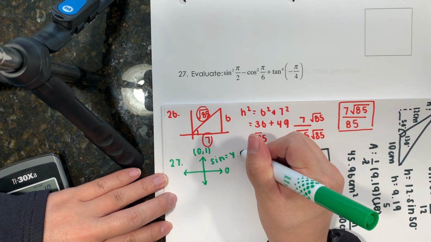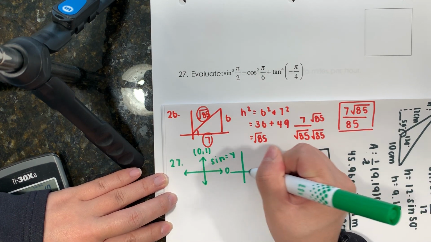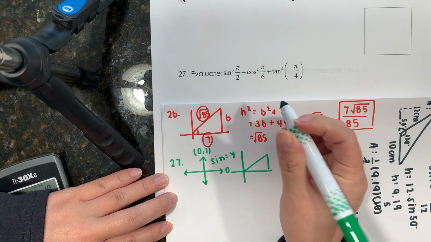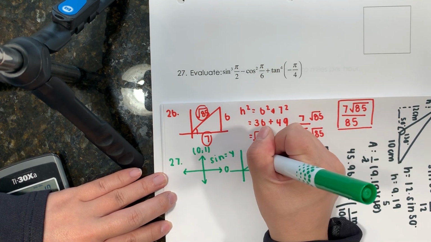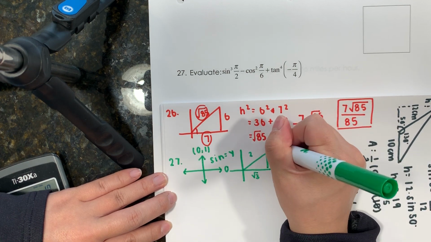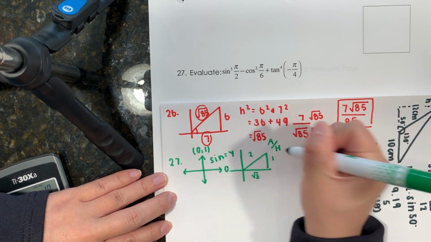Then for pi over 6, well, I know that's going to be in quadrant 1 because it's a positive 1. And I know that when it's over 6, it's a 30-degree angle. So that'd be root 3, 1, and 2. Cosine is adjacent over hypotenuse.